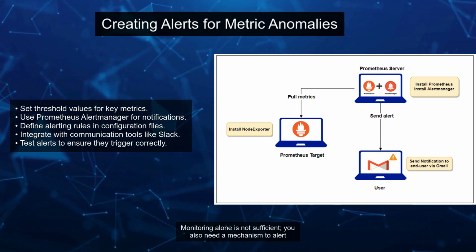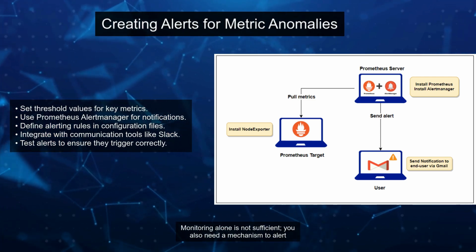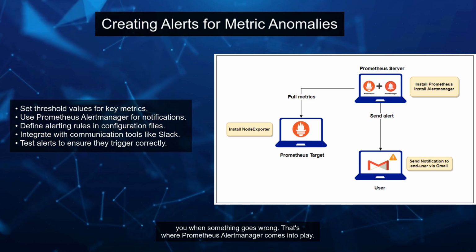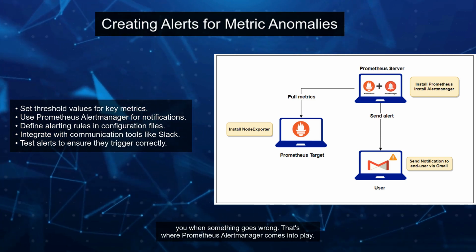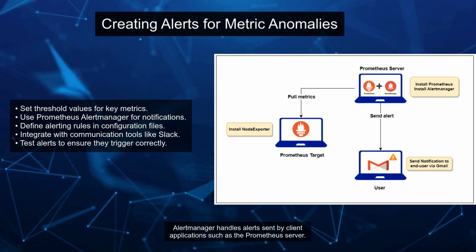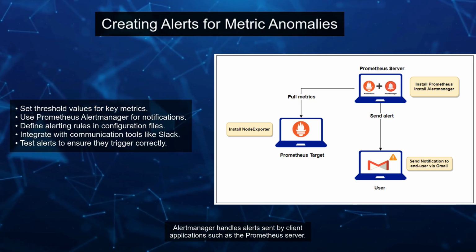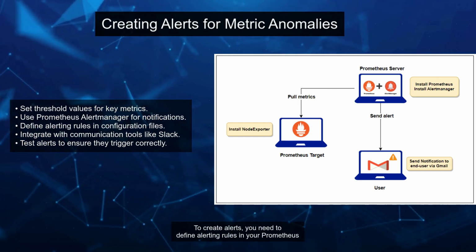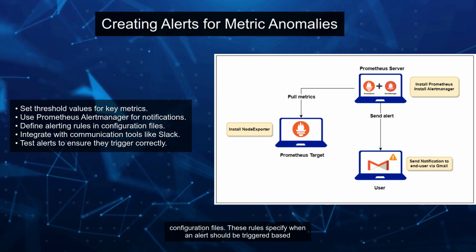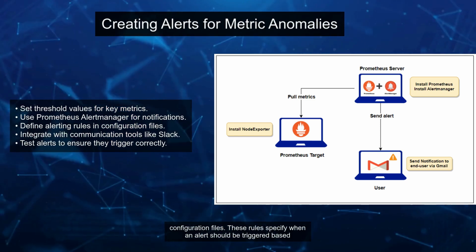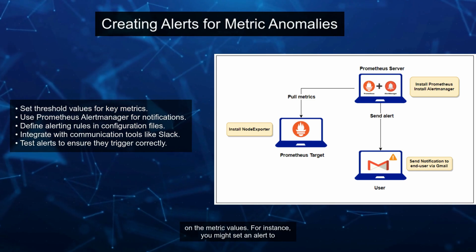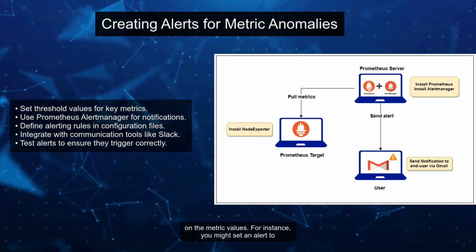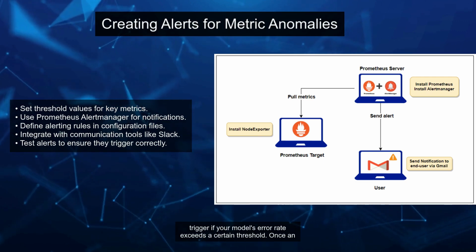Monitoring alone is not sufficient, you also need a mechanism to alert you when something goes wrong. That's where Prometheus Alert Manager comes into play. Alert Manager handles alerts sent by client applications such as the Prometheus server. To create alerts, you need to define alerting rules in your Prometheus configuration files. These rules specify when an alert should be triggered based on the metric values. For instance, you might set an alert to trigger if your model's error rate exceeds a certain threshold.